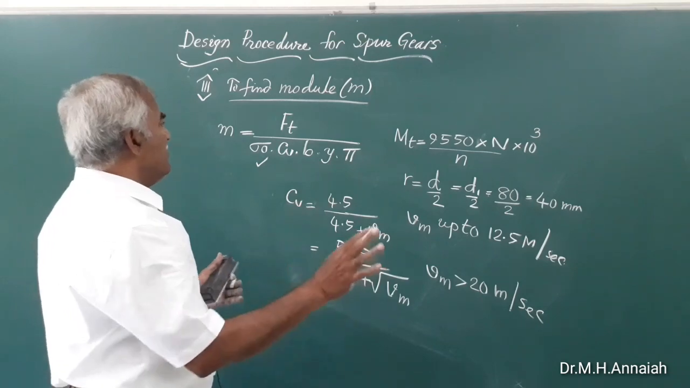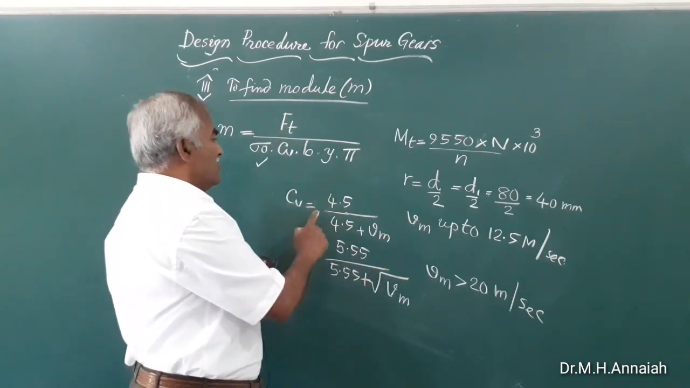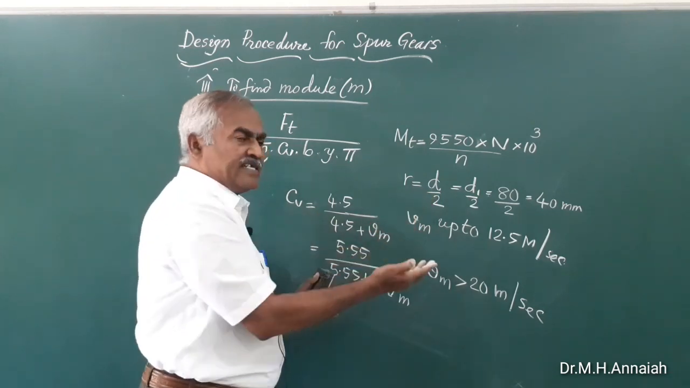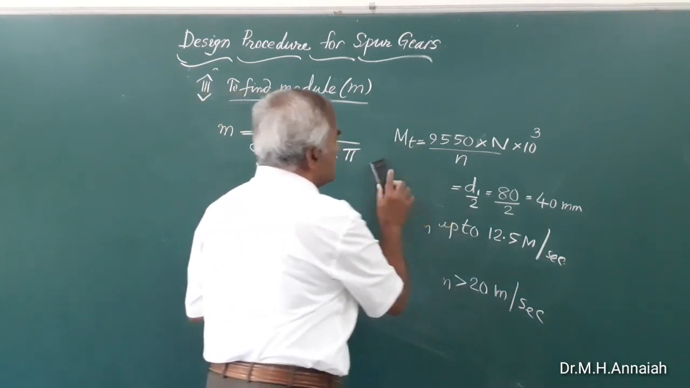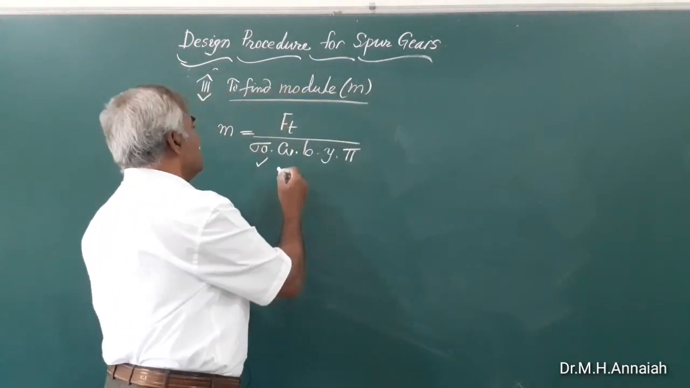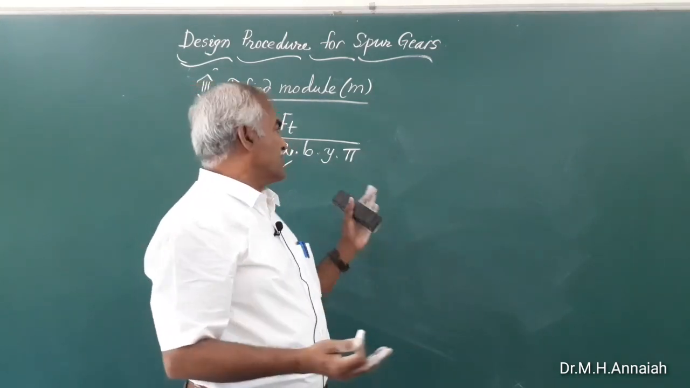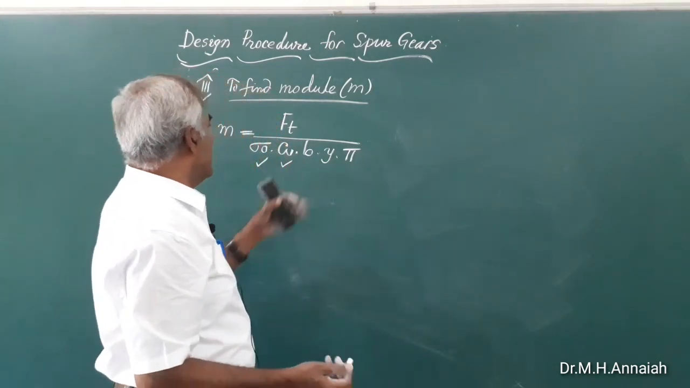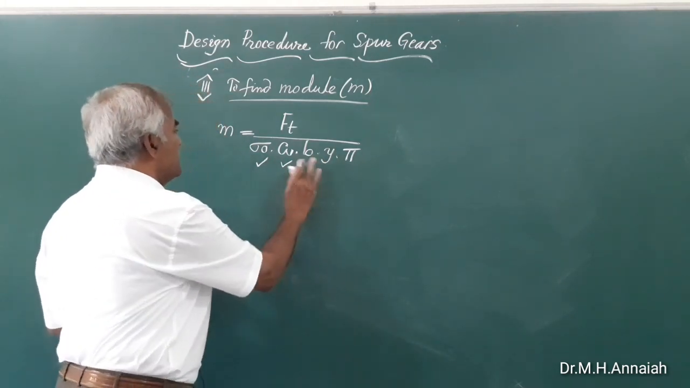Friends, remember, whenever the diameters are known, you can find out the velocity and hence Cv. So, in this formula, I will just put a tick mark on this to show that this can be calculated. The velocity depending on the speed ratio, you will get the value. Then comes B. What is B?